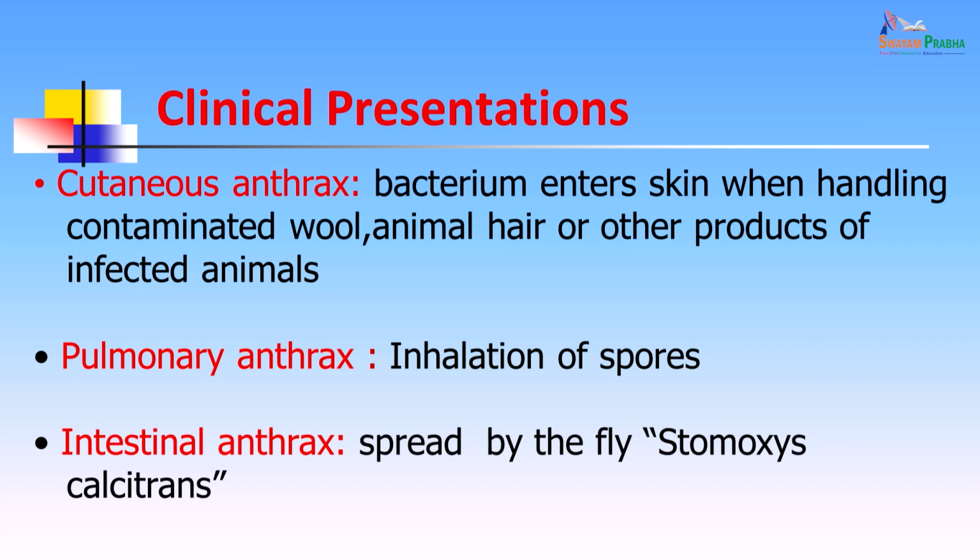the malignant pustule. Pulmonary anthrax can occur by inhalation of spores and usually occurs in people working in wool factories. Intestinal anthrax can occur by spread from a fly, Stomoxys calcitrans, which when it sits on infected animals gets infected and can then sit on food and cause infection.